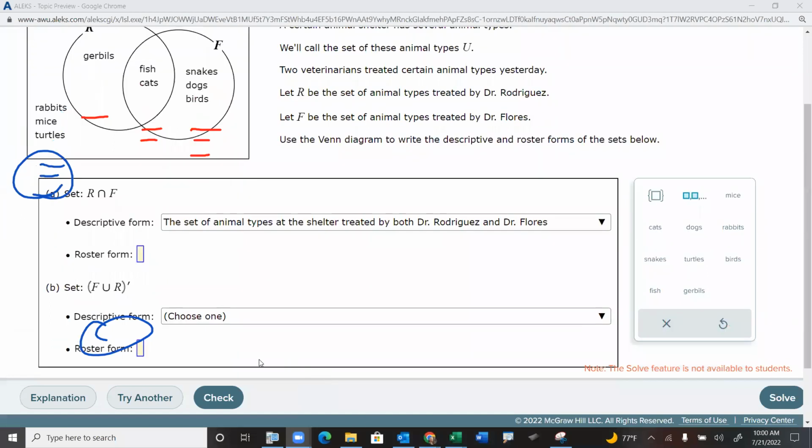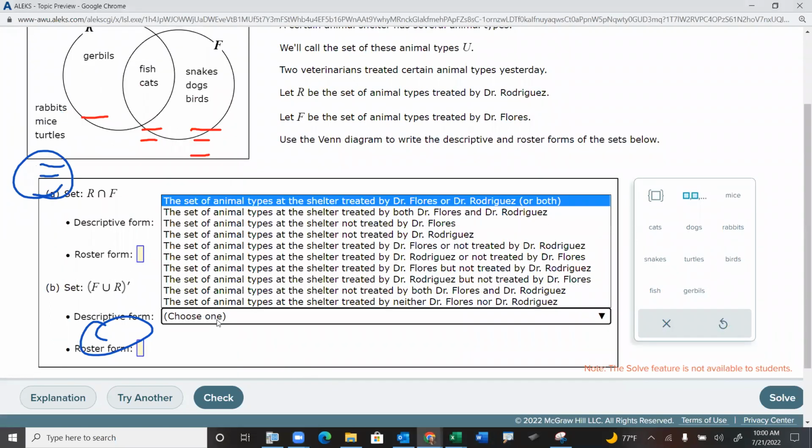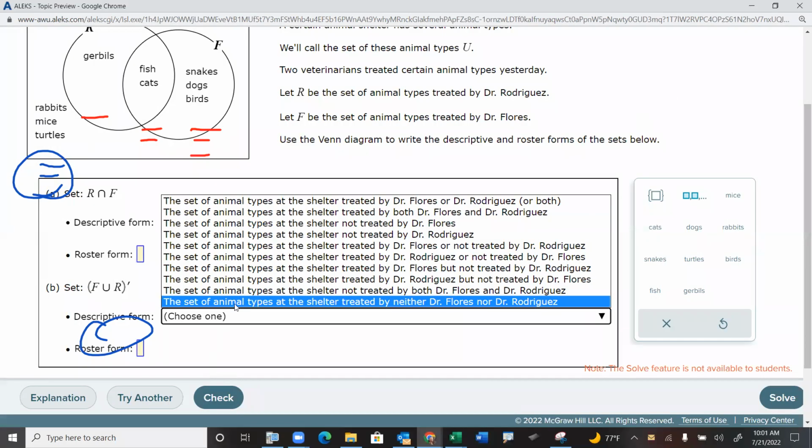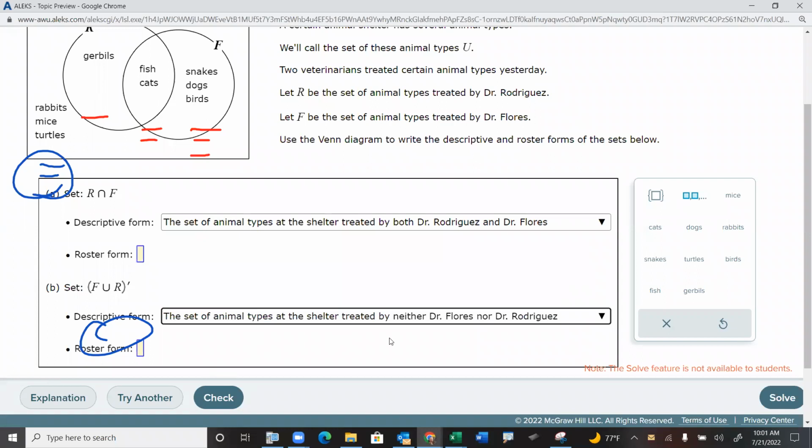All right, now, which of these do we choose? Looks like it'll be that last one. A set of animals at the shelter that are not treated by Dr. Flores or Dr. Rodriguez. So yeah, rabbits, mice, turtles, the ones that are outside the circles.